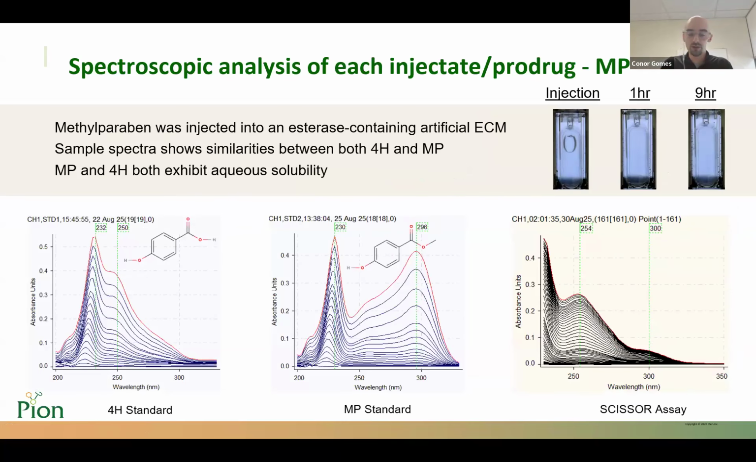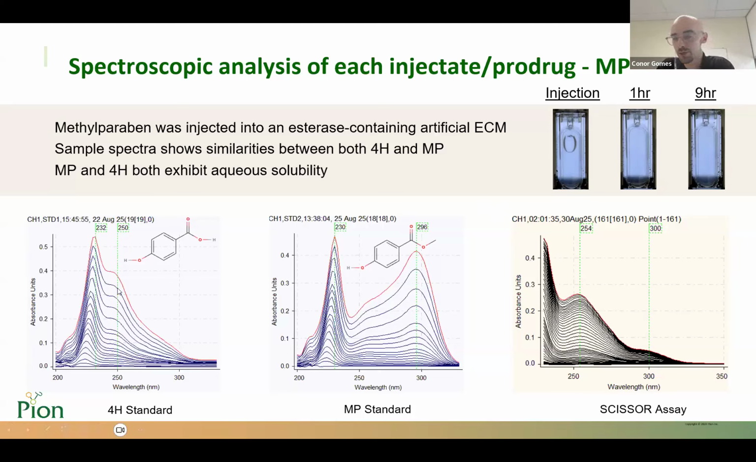So the first drug that we're going to mention is the methylparaben injection. So this is not the activity assay of the esterase, but an actual injection within the SCISSOR platform. You can see the images during the injection, then 1 hour and 9 hours into the experiment, where you can clearly see the NMP with a different dielectric as compared to the aqueous buffer, but then pretty quickly that dissolutes, and then you're left with a transparent matrix, because the methylparaben will be soluble within aqueous solution.